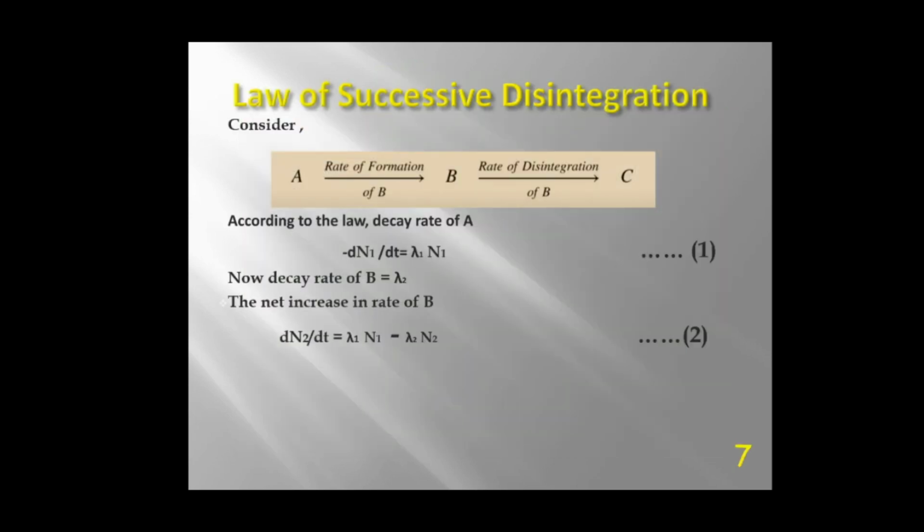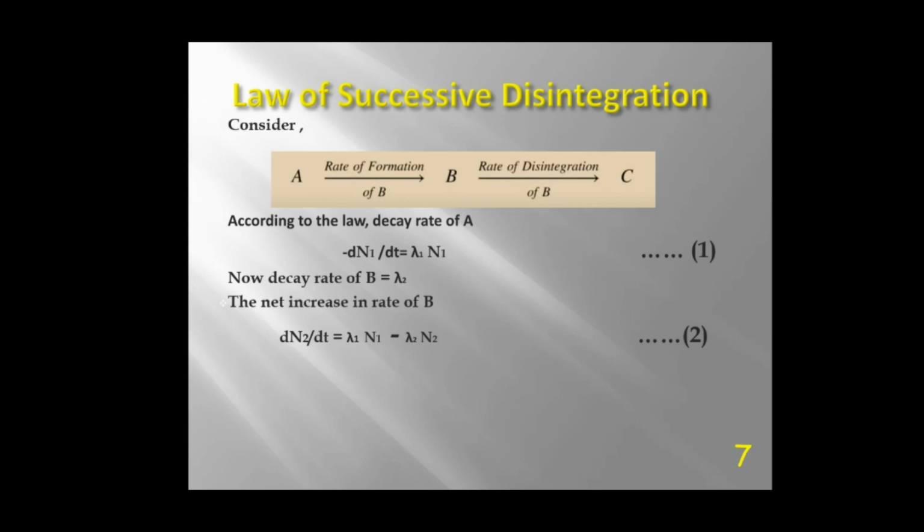Now, coming on to the basics. This is an important derivation. The law of successive disintegration is an important derivation. Based on explaining the concept of radioactive equilibrium, this law of successive disintegration actually forms the Bateman equation, and this Bateman equation is required to understand the conditions involved in the equilibrium state, that is, the secular condition, no equilibrium condition, and transient condition.